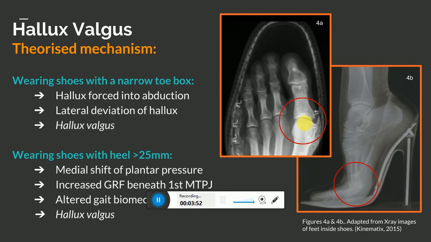The image on this slide is an example of narrowness of a high-heeled toe box versus the actual width of a wearer's foot. The second mechanism by which hallux valgus is thought to occur is described by Wynn, who proposed that wearing shoes with heels greater than 25 millimeters results in a medial shift in pressure under the foot. This medial shift creates an increased ground reaction force beneath the first MTPJ, resulting in biomechanical alterations to gait and subsequently the progressive development of hallux valgus.